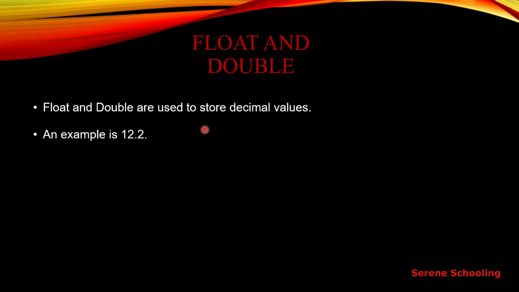Float and double. Float and double are both used to store decimal values. You might be wondering why float and double when we can use one. They slightly differ a bit. We will talk more about these later. For now, you need to know that they both store decimal values. An example is 12.2 or 1.0 or 0.0 and so on.